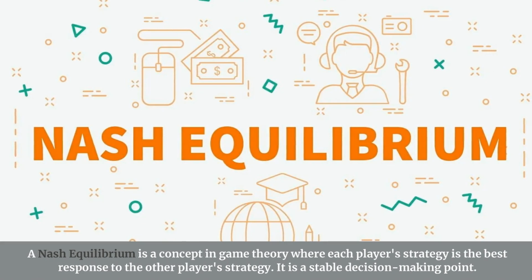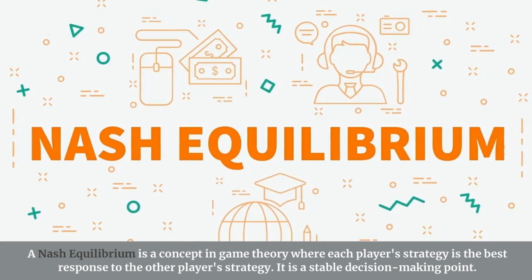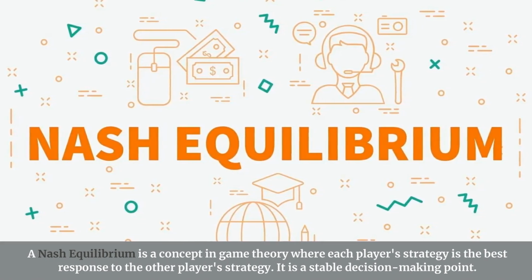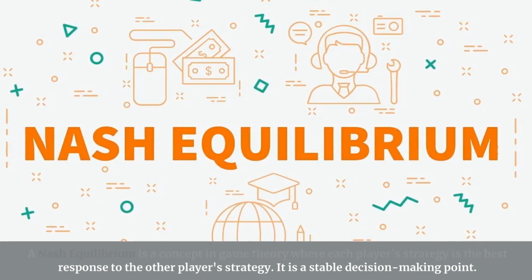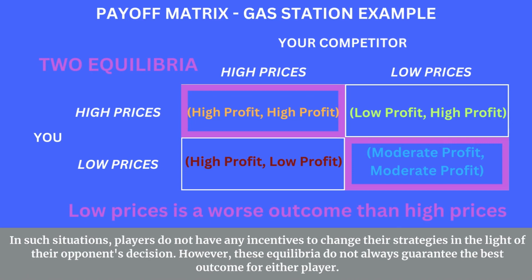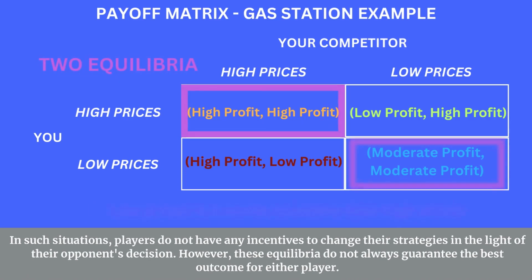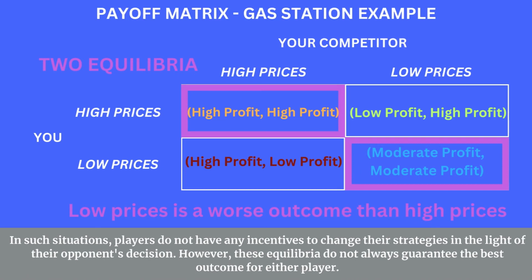A Nash equilibrium is a concept in game theory where each player's strategy is the best response to the other player's strategy. It is a stable decision-making point. In such situations, players do not have any incentives to change their strategies in the light of their opponent's decision. However, these equilibria do not always guarantee the best outcome for either player.